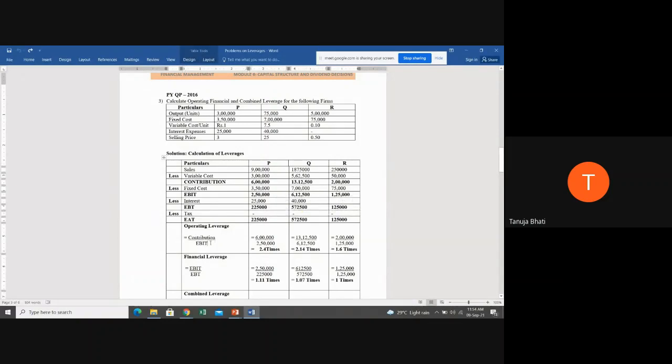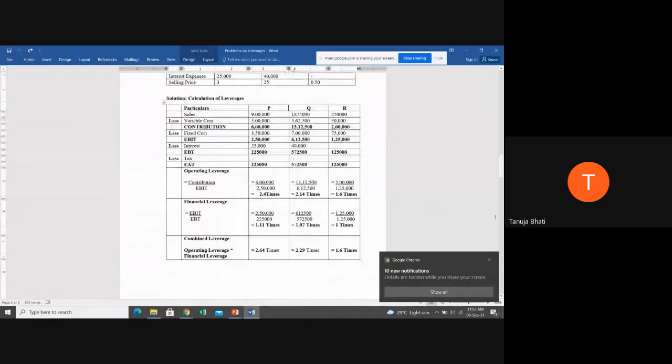How do you calculate leverage? There are three leverages. First, operating leverage. The formula is contribution divided by EBIT. You just substitute the figures. Contribution is 6 lakhs divided by EBIT, that is 2 lakh 50,000. You get operating leverage as 2.4 times. Financial leverage, the formula to calculate financial leverage is EBIT divided by EBT. So EBIT is 2 lakh 50,000, which we have solved here, students, and EBT is 2 lakh 25,000. So you get the financial leverage as 1.11 times.